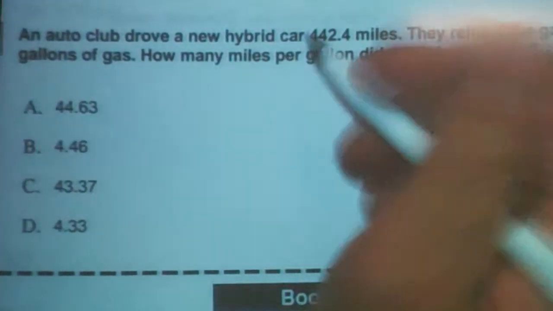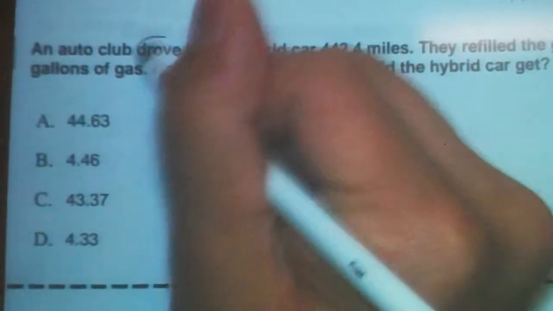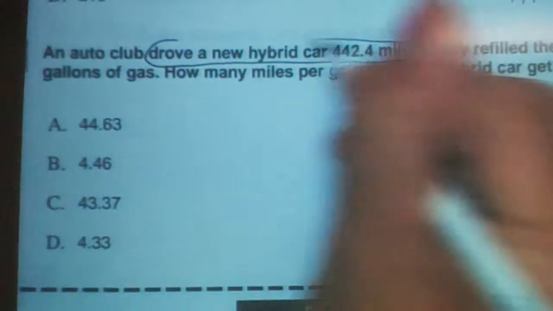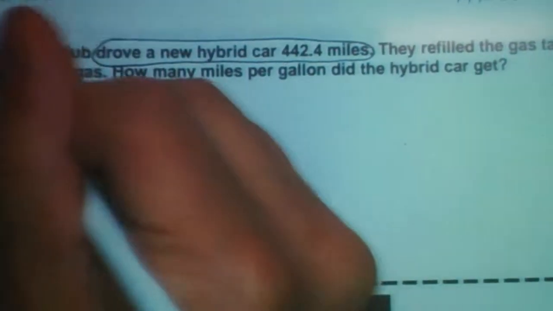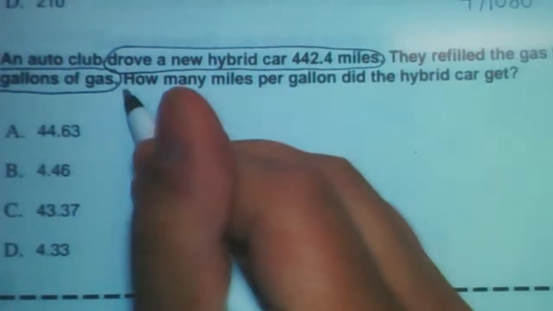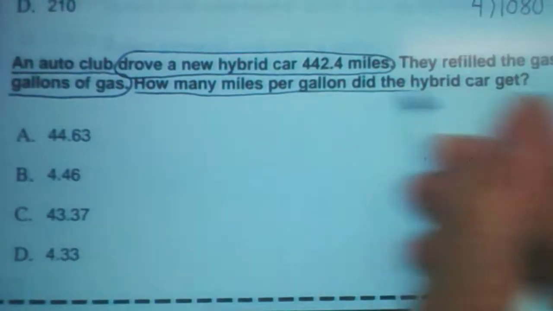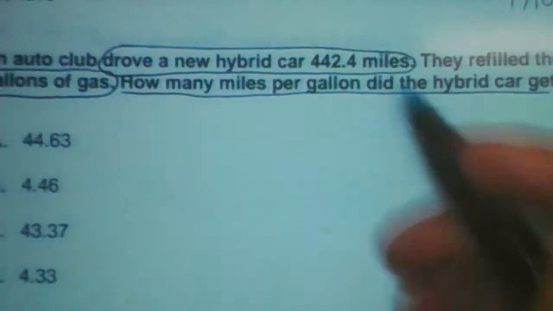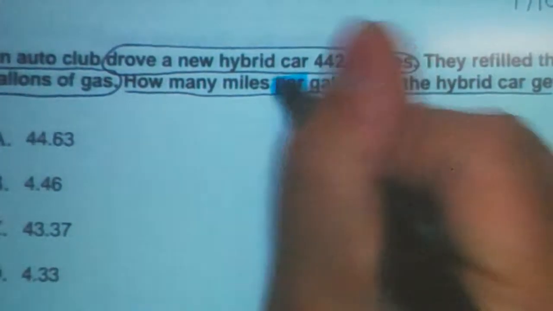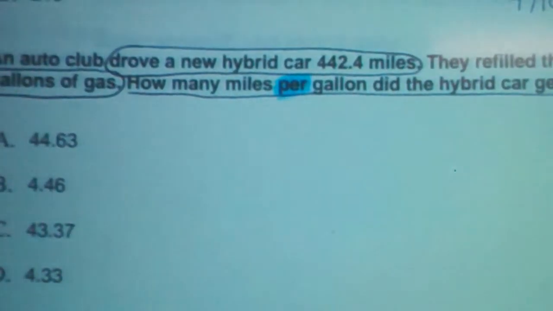Okay, so we have a car, someone drove it 442.4 miles. They refilled the gas tank with 10.2 gallons of gas. How many miles per gallon did the hybrid car get? I see the word per, so I'm going to P on this. My P is apparently like water because it's blue.